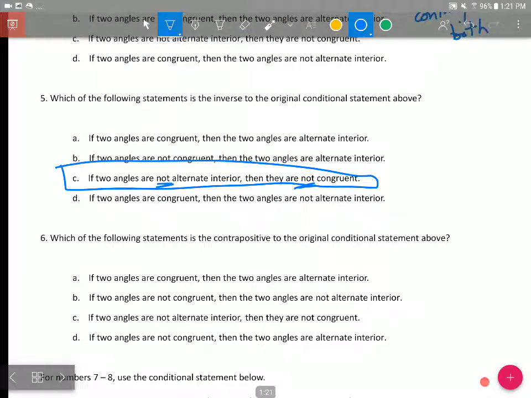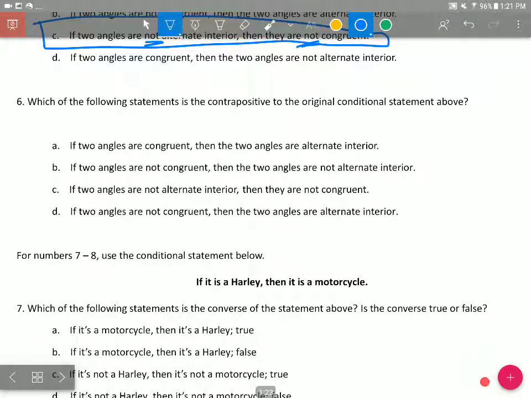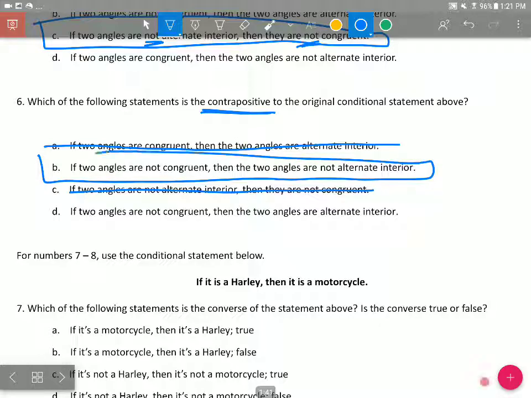Which of the following statements is the contrapositive? Contrapositive, remember, is both. So we want congruent first, alternate interior second. So that nixes this one. They all got to be not, so that doesn't have a not congruent. This one is both, not congruent and not alternate interior. Cool. So the answer is B.